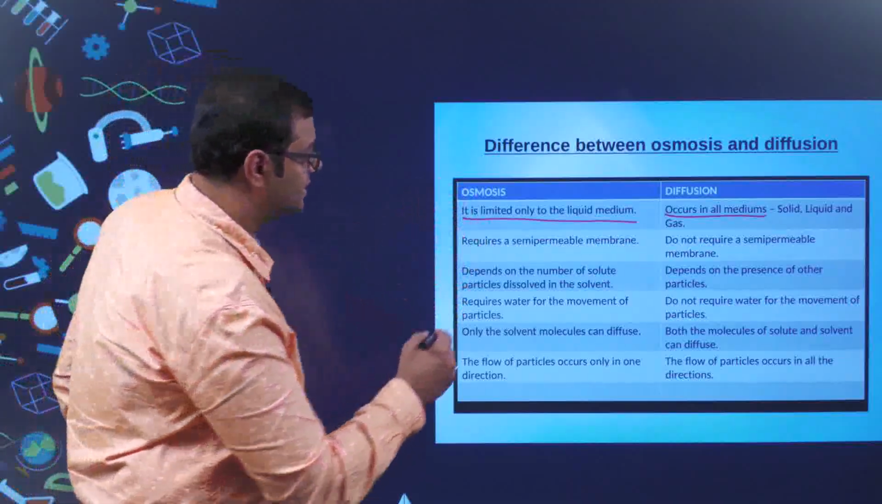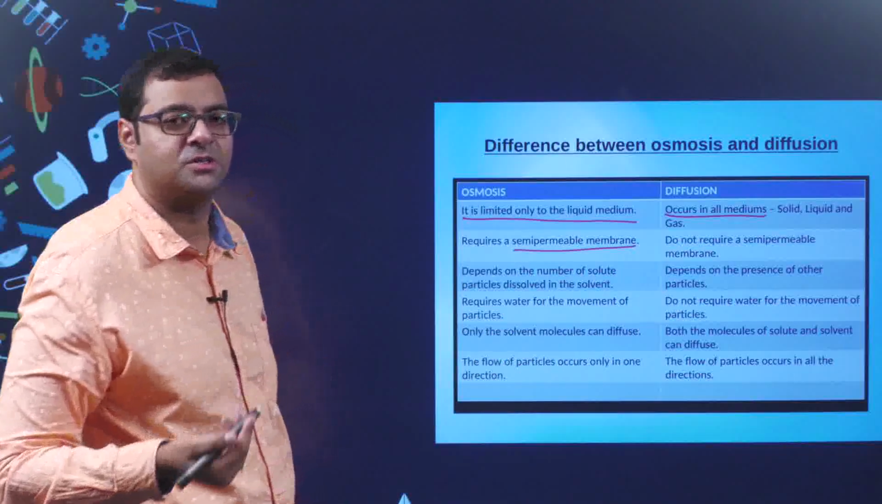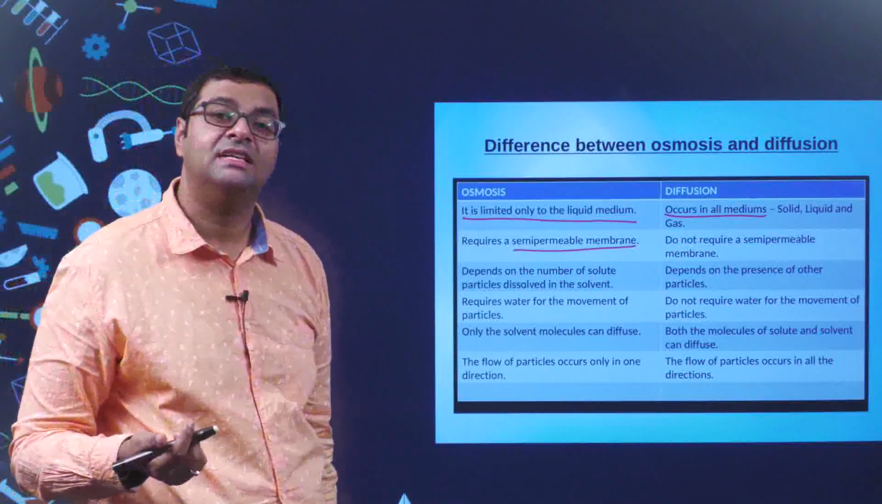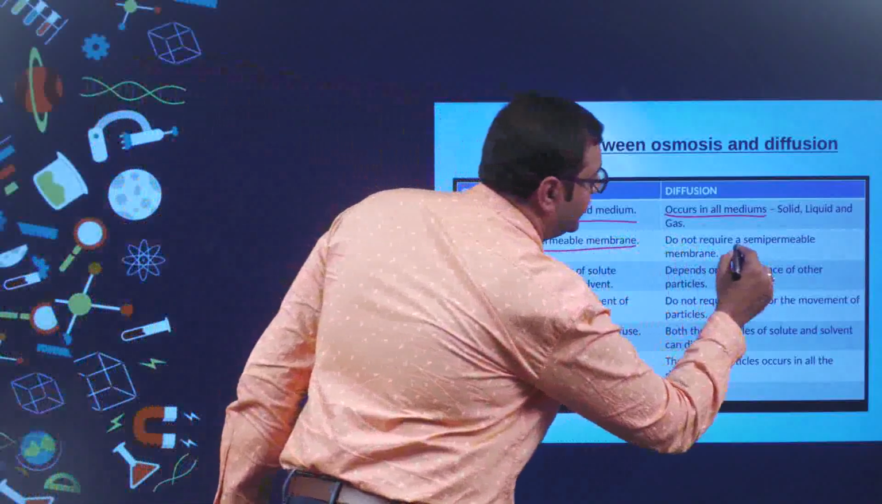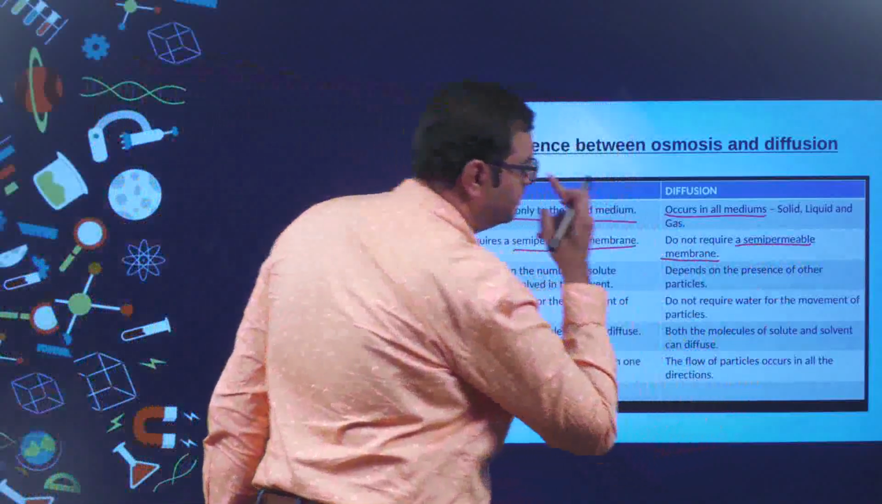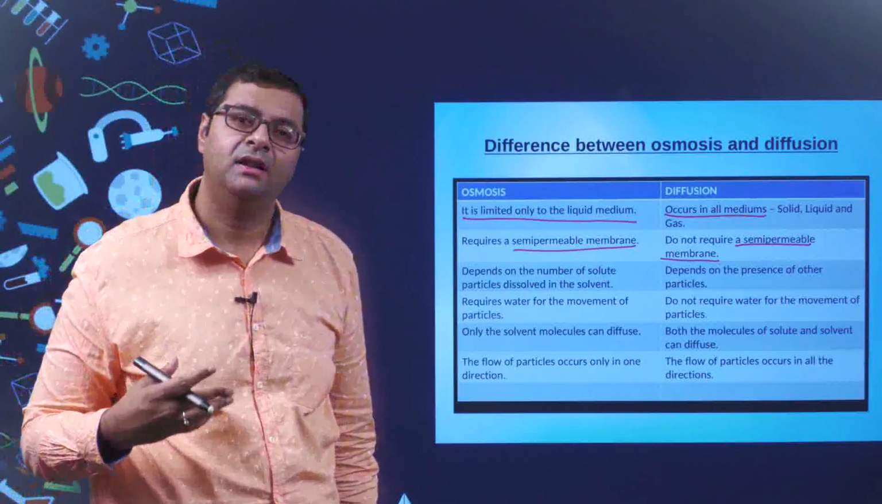Now, the second difference is that osmosis requires a semi-permeable membrane. Diffusion does not require a semi-permeable membrane.